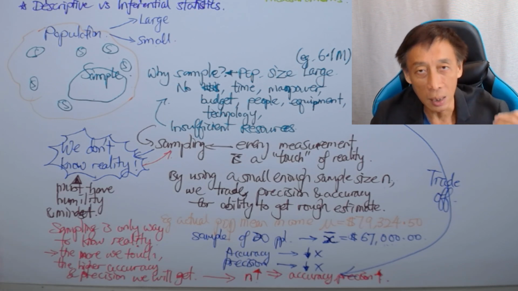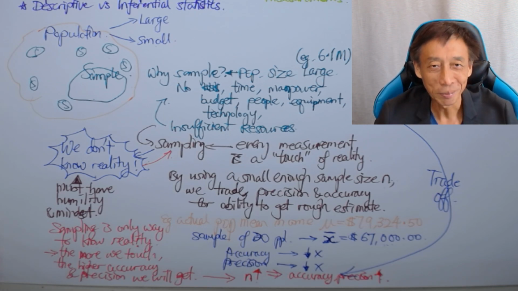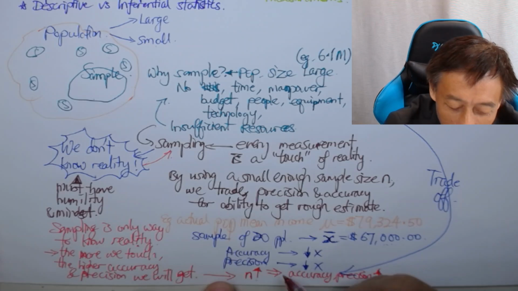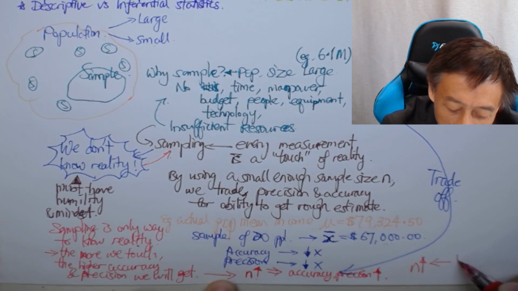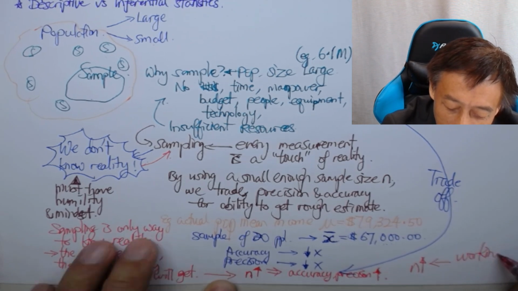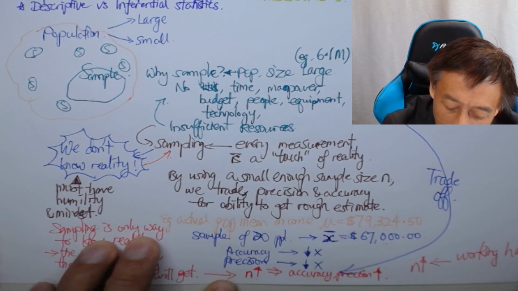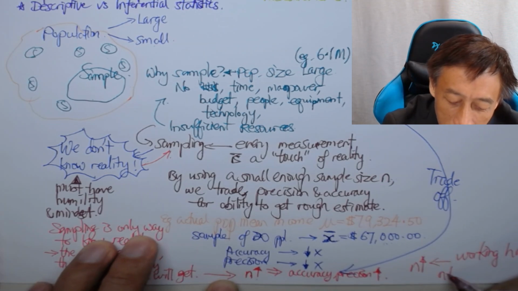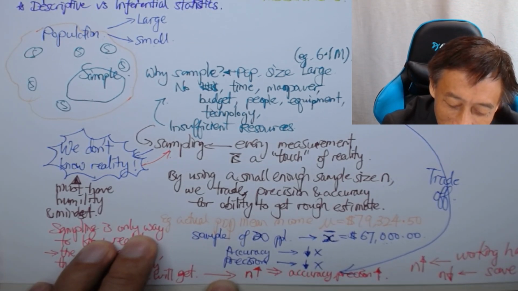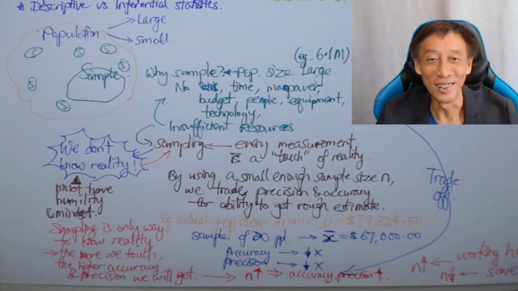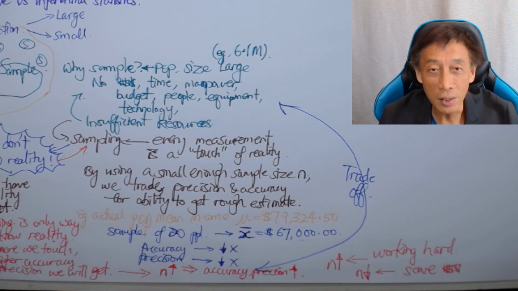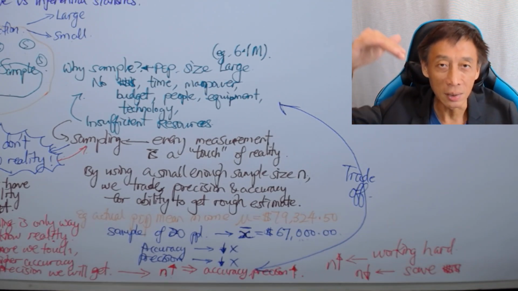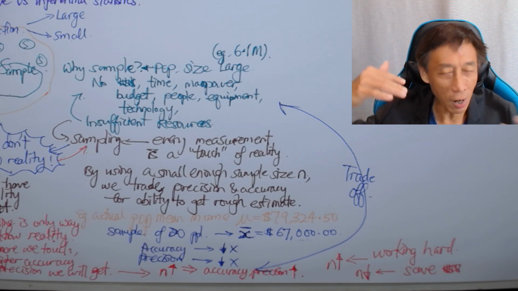Whenever you are working hard, this is to say working hard, right? So N goes up means working hard. N goes down means save cost. Right. So if you are working very hard, your sample size goes up, then you have to be working very hard.